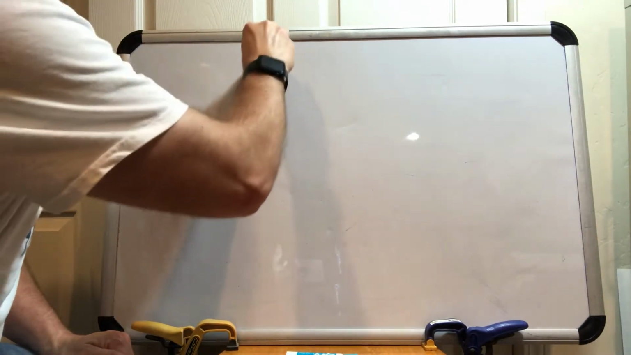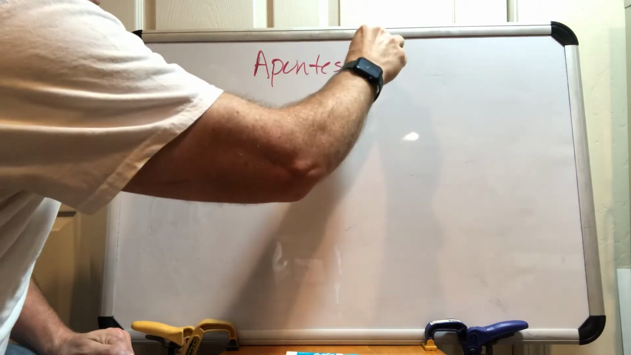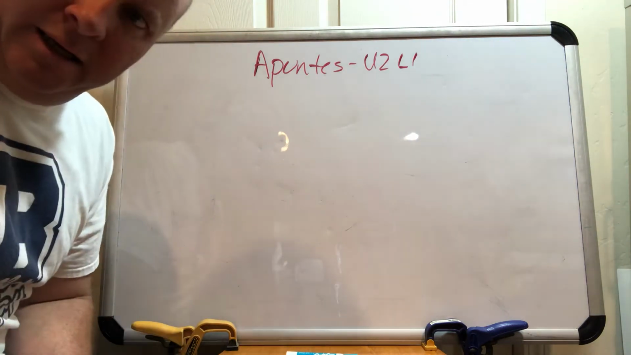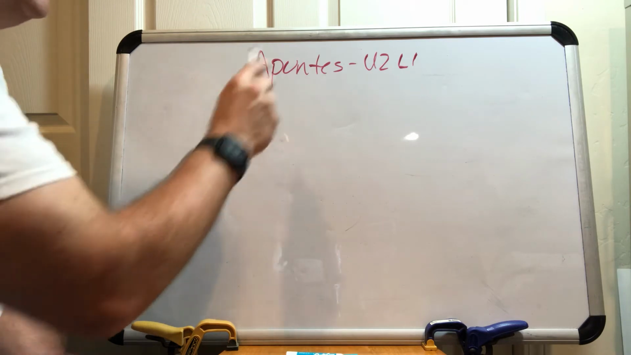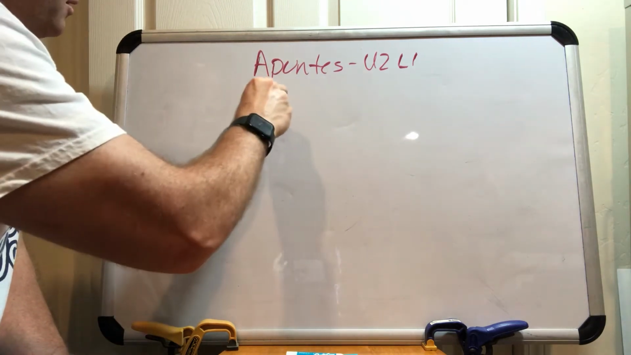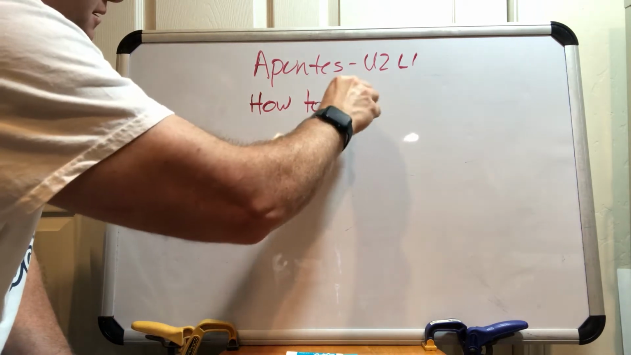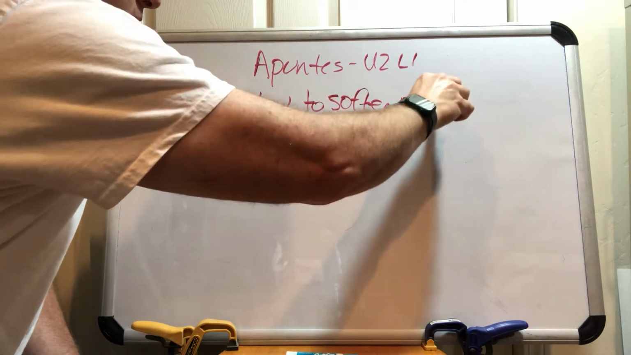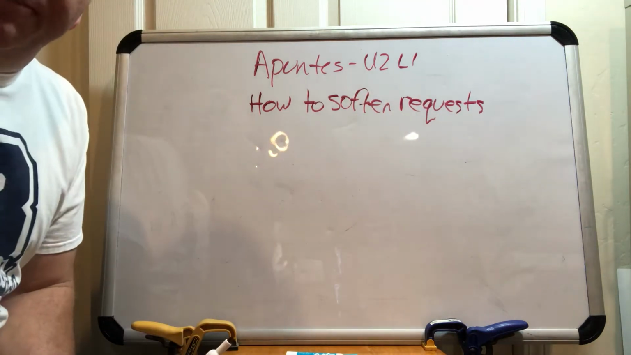So we're going to have apuntes. This is Unit 2, Lesson 1. I know I keep jumping around, but anyway. Today, one little topic we need to cover is how to soften requests. Hopefully that's on there. Okay.